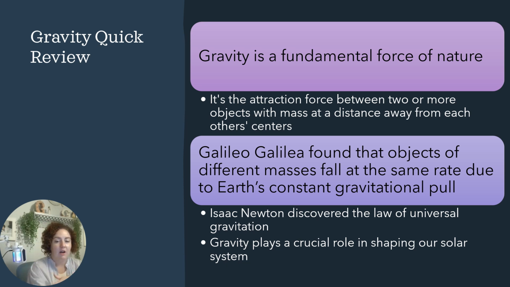Isaac Newton then went on to develop the law of universal gravitation and his three laws of motion because of gravity. And then just understanding that gravity is what essentially has shaped our solar system, not only as these spheres, but also in the roles that they play and why they are where they are and all that kind of fun jazz. So that is just a quick little review on what gravity truly is.